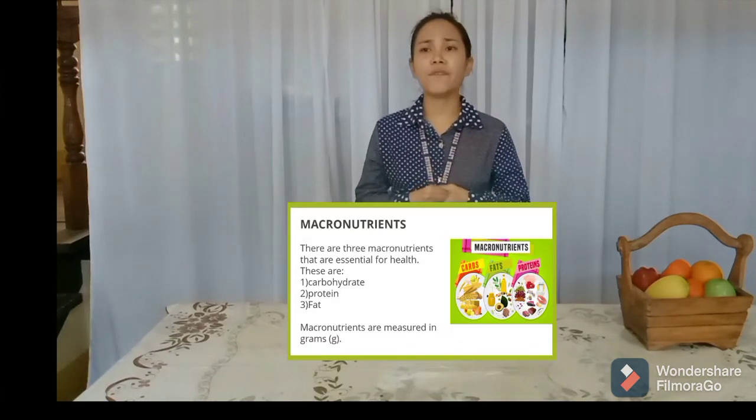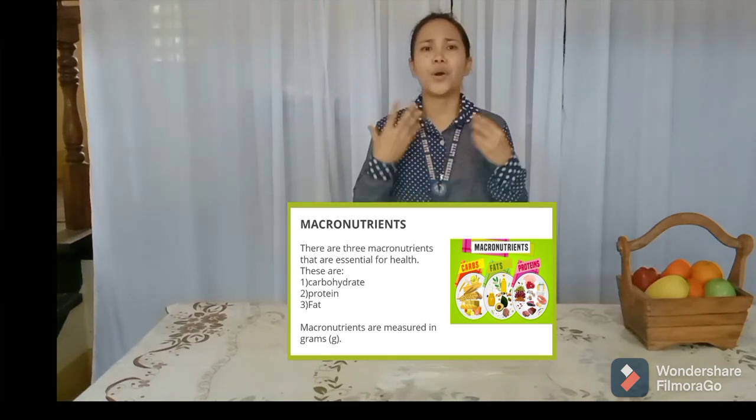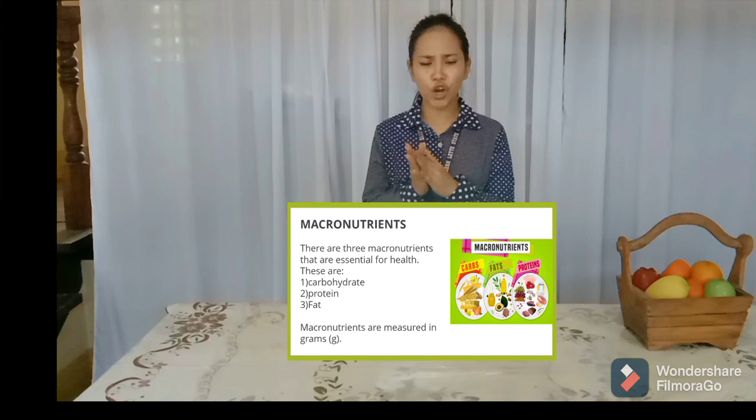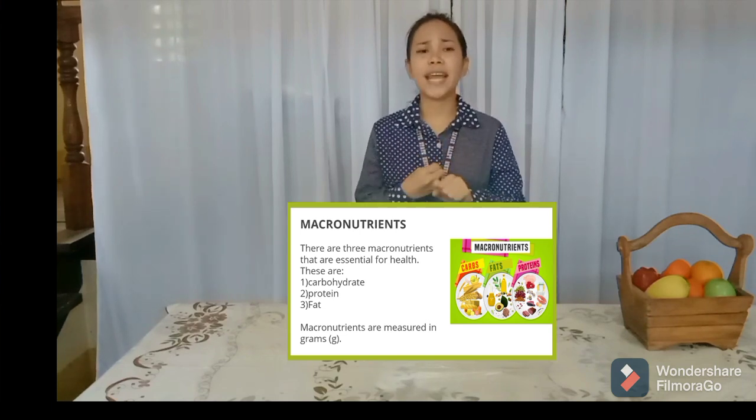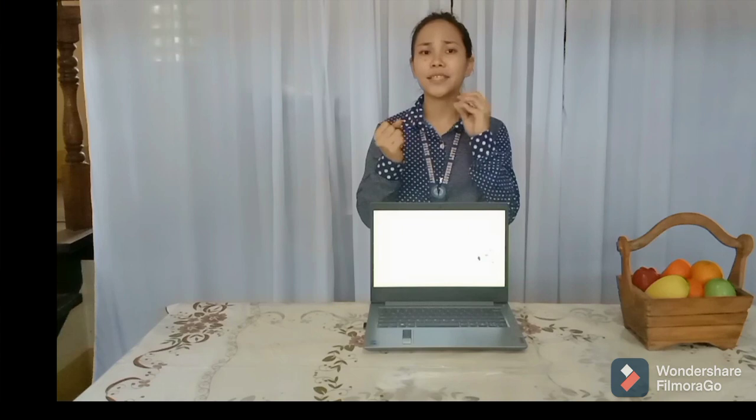What are macronutrients? From the word macro, it is something large, and nutrients, something that nourishes our body. There are three macronutrients that are essential for our health: the carbohydrates, the protein, and the fats. Macronutrients are measured in grams because it is a large amount. These three are very essential because they give us the energy in our body. So we need to fuel our body with those essential nutrients.